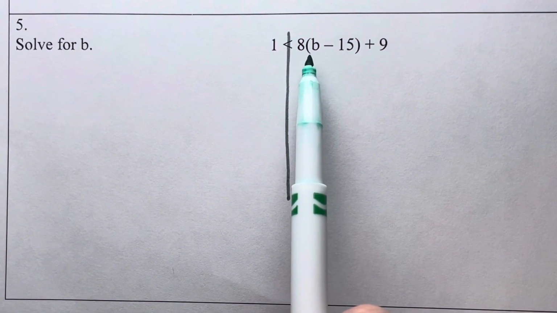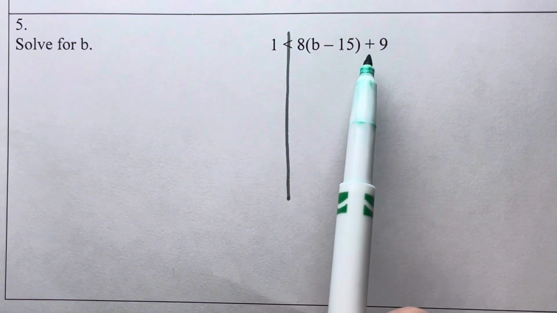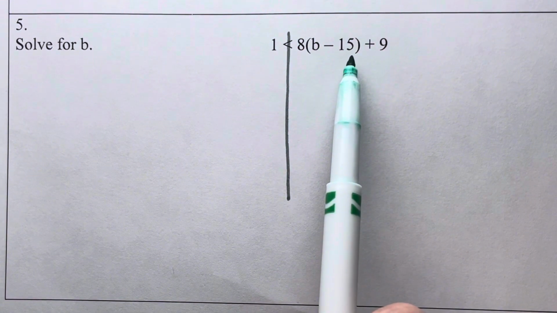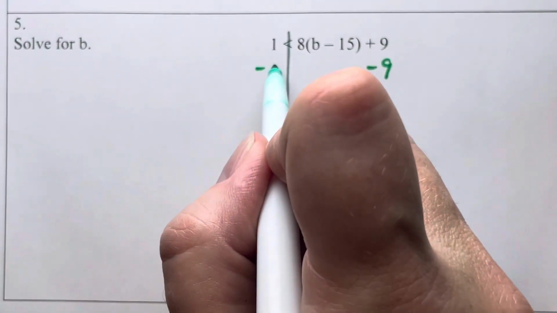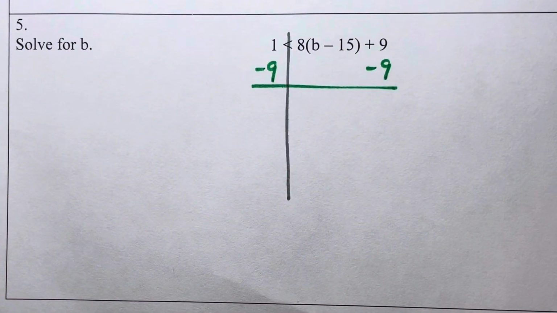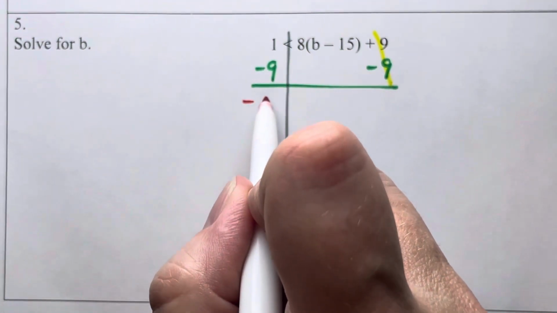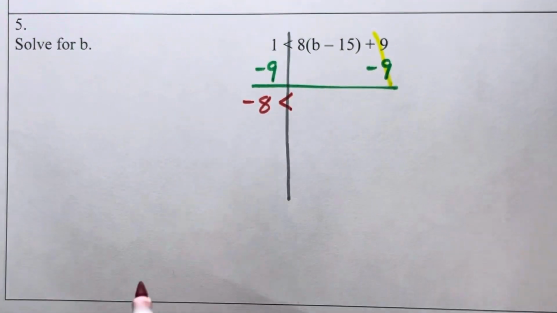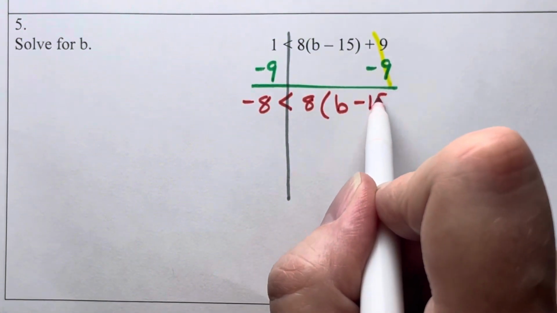And if that freaks you out, that's okay. We just need to practice. So let's go back and look. What do we get rid of first? Remember, we get rid of things that are adding and subtracting first if they are outside the parentheses. So let's get rid of your 9 by doing its opposite and subtracting it on both sides of the river. Now that our 9s can cancel out on the right side of the river, we see that 1 minus 9 is negative 8, less than 8 times the quantity of b minus 15.